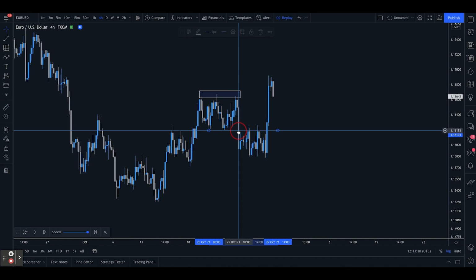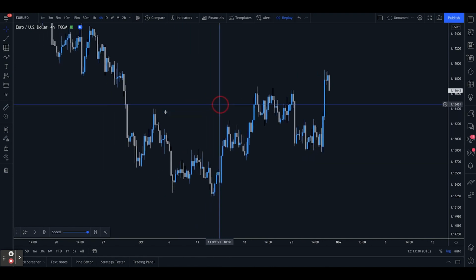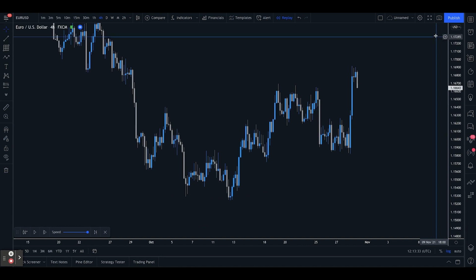Now, the way that I viewed the market was in a very different way. I actually look at the current structure. I think about liquidity, I think about imbalances, and I think about supply and demand. So what I'm going to do now is break down my view of the market and show you what it is that I saw from a smart money perspective.